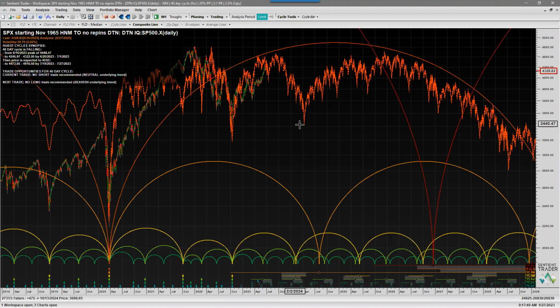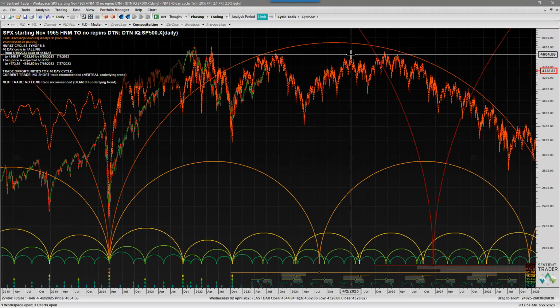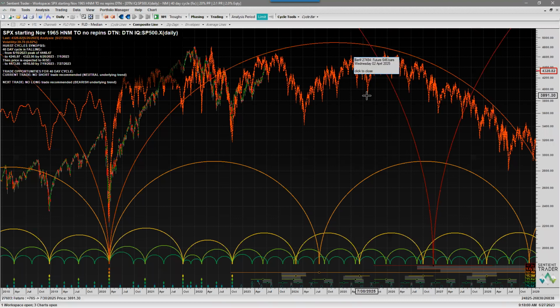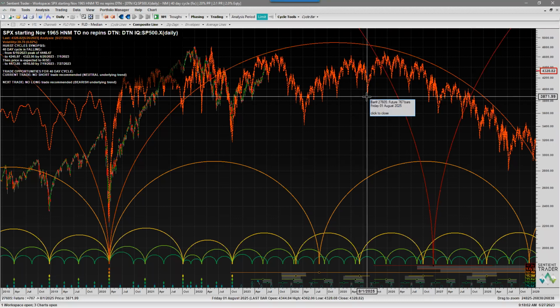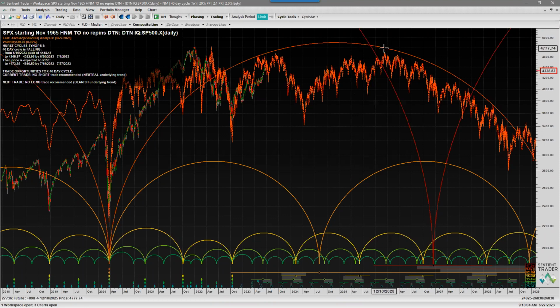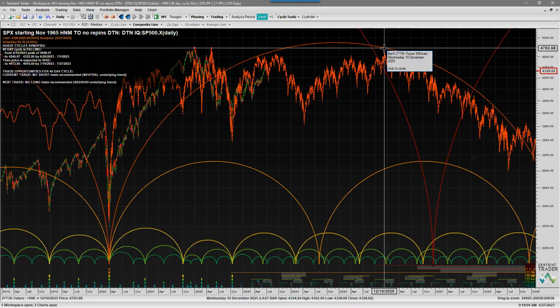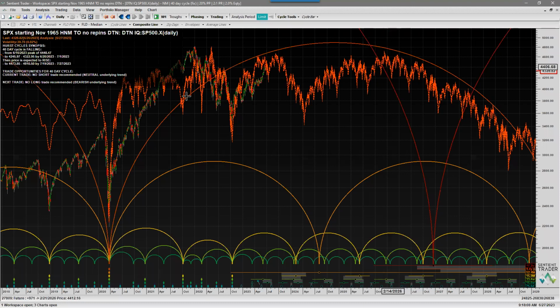But then after that, it projects that the market stays up, and moves up next through approximately April of 2025, down through approximately August of 2025, and then ends up peaking in December of 2025. And this, by the way, this orange line is called a composite line.